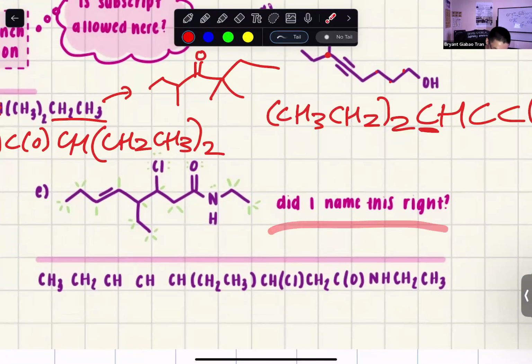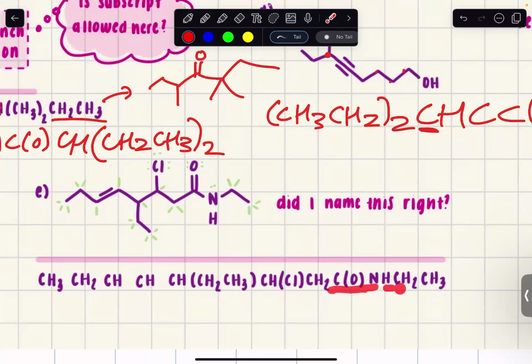Did I name this right? Let's see. CH3, CH2, CH, CH, CH, CH2, CH3, CH, Cl, CH2, C. Don't put apprentice. Oh, yeah. For amides, don't put apprentices. Actually, I think this is optional, but yeah. I think that's fine. CO, NH. Yeah, you got it.